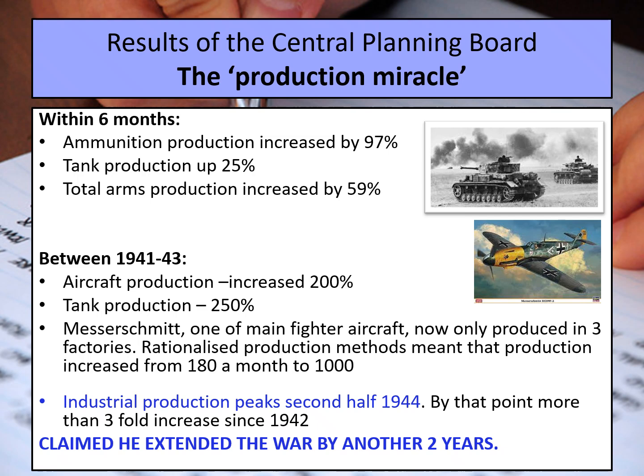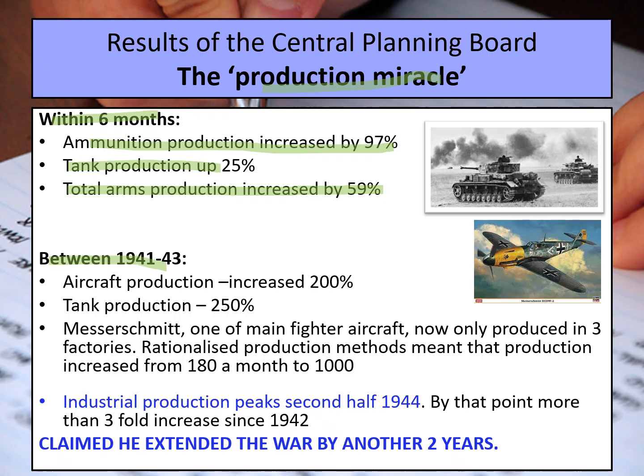The process of rationalization leads to something called the production miracle. And we can see this in some of the statistics here. Remember that you are not expected to remember all these statistics, just pick one from each section that you're going to know. So if we're thinking about this production miracle, well, within 6 months, ammunition production increased by 97%, tank production increased by 25%, and in total, arms production increased by 59% in 6 months.